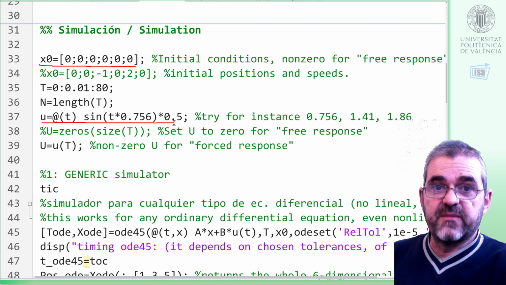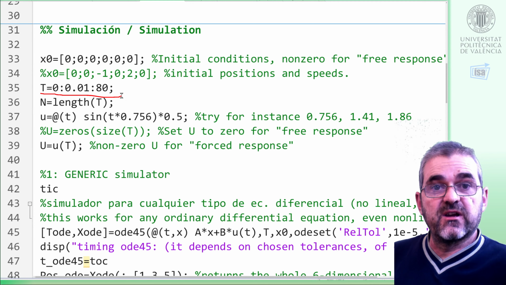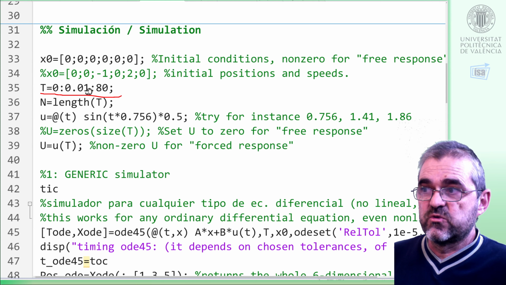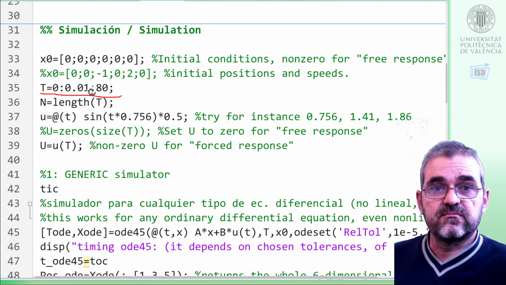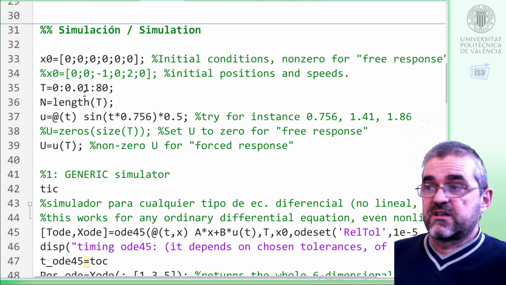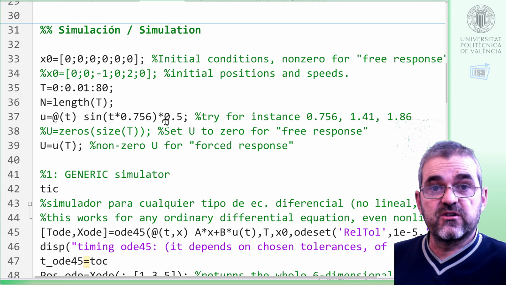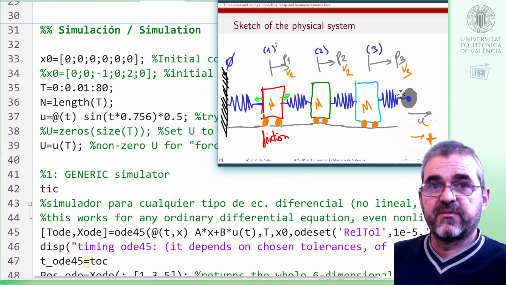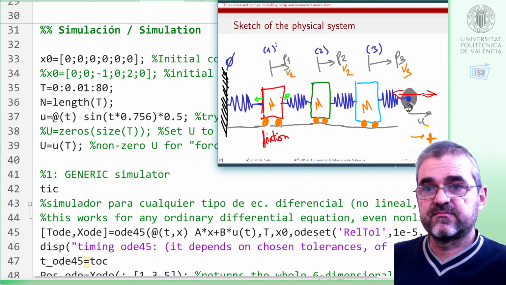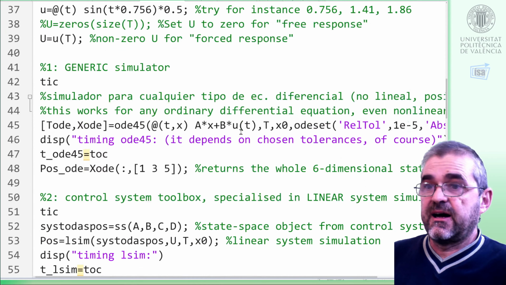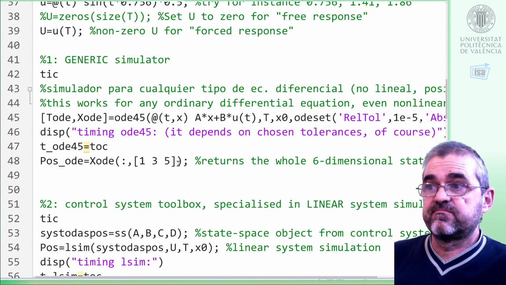In a forthcoming video, we'll make more simulations and animations. I will simulate 80 seconds, wishing to get a value of the positions every 0.01 seconds. So these are 8,000 samples. And once I have the simulation time, initial conditions, and input function, recall that the input is the displacement of the rightmost end of this chain of springs. Once I have all that, I can carry out the simulation.